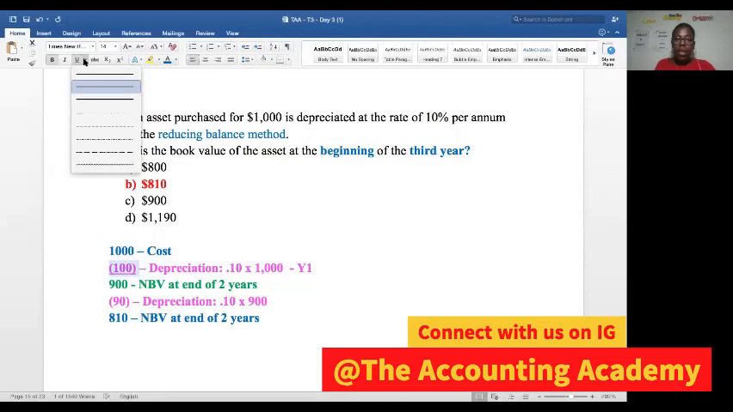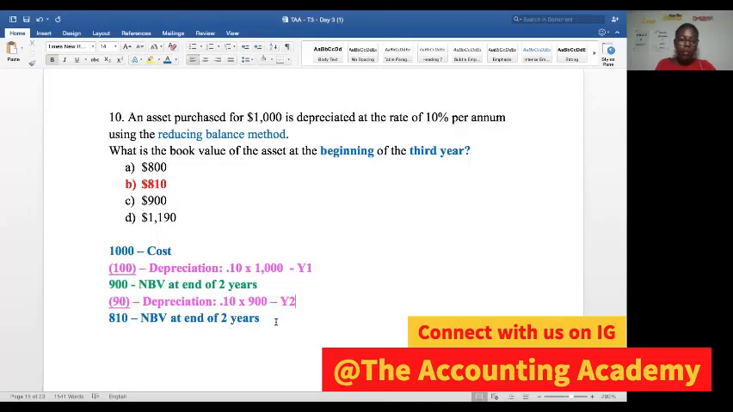Good. And then I go find my 10% on that again. Depreciation for the second year is going to be 10% of the 900. And when I take away my 90 from my 900, that's going to give me my net book value at the end of 2 years, which is 810. Again, the value at the end of the second year is going to be equal to the value at the beginning of the third year.